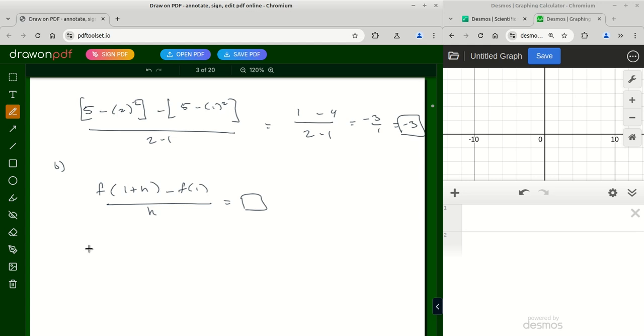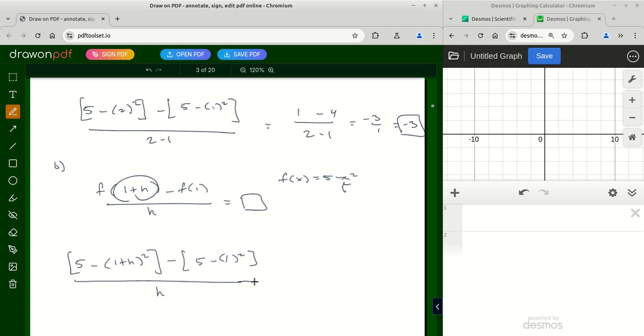Here's the long way to do this problem, okay? You have to remember that this is 5 minus x squared. So I'm taking this, and I'm going to plug it in right here into the x. So here we go. 5 minus 1 plus h squared, okay, minus, and then I'm going to plug in the 1, 5 minus 1 squared, all over h. Awesome.